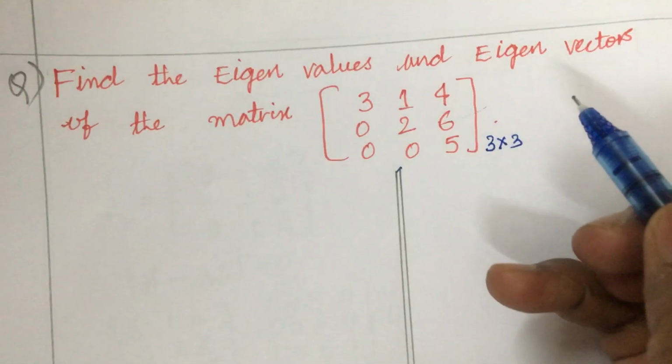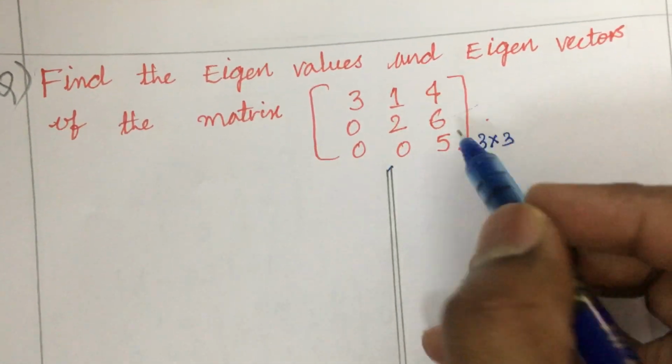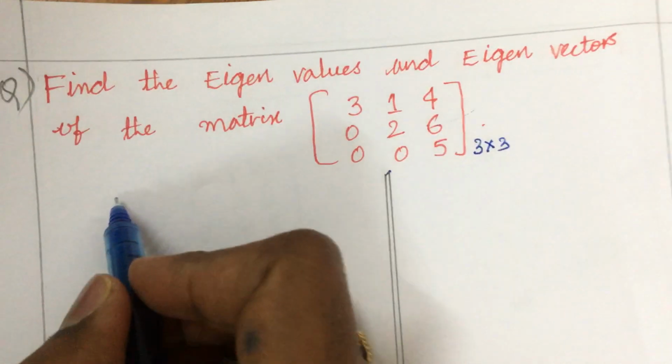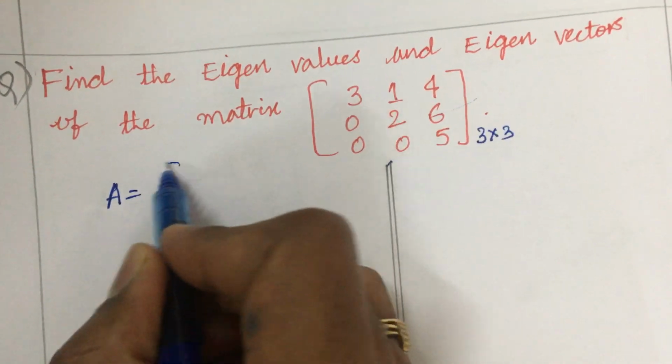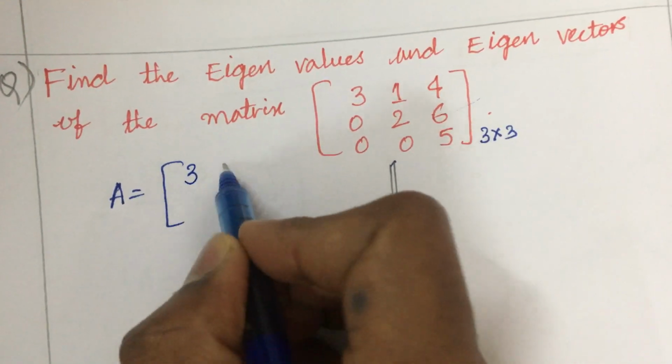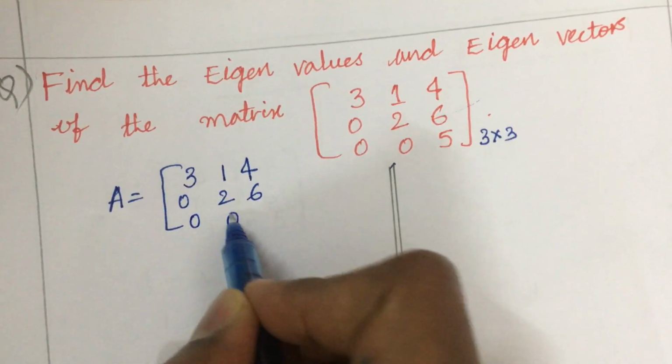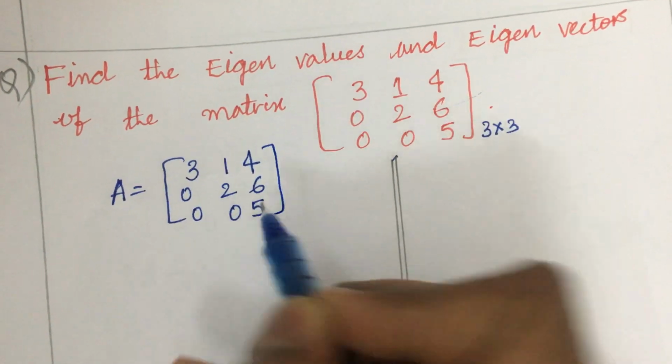Whereas in the earlier video I posted a 2 by 2 matrix and how to work out the eigenvalues and eigenvectors. Let's take the matrix to be matrix A, that is [3, 1, 4; 0, 2, 6; 0, 0, 5]. This is said to be matrix A.